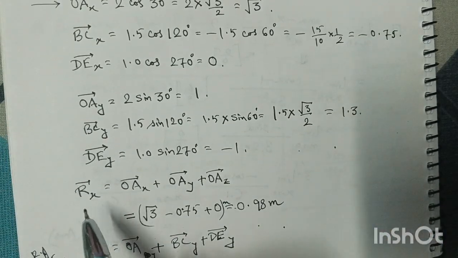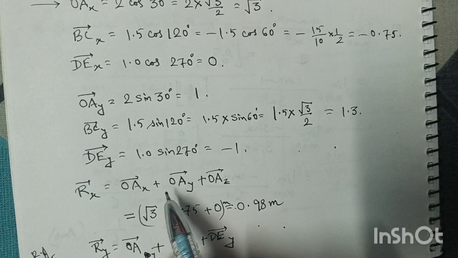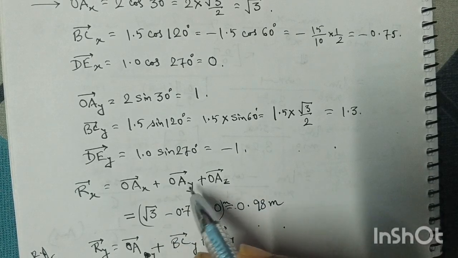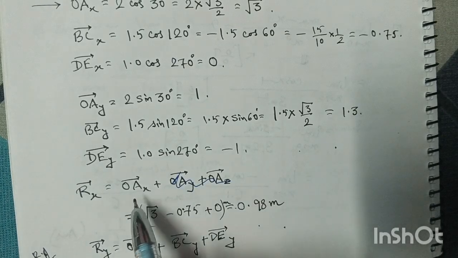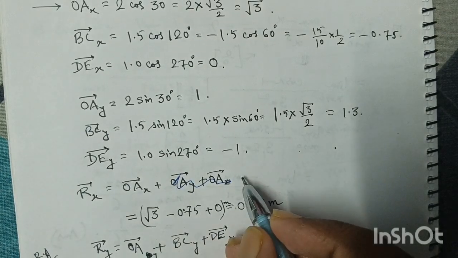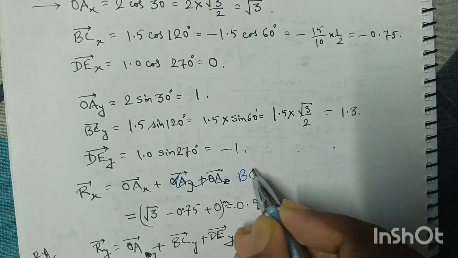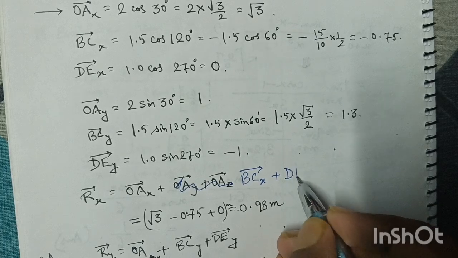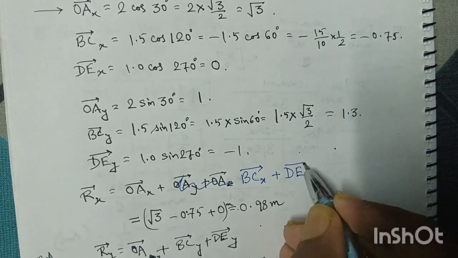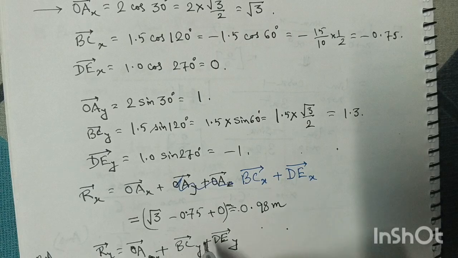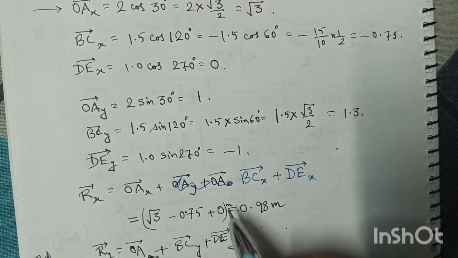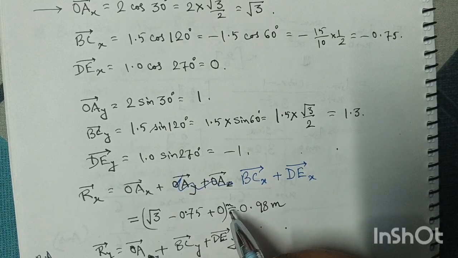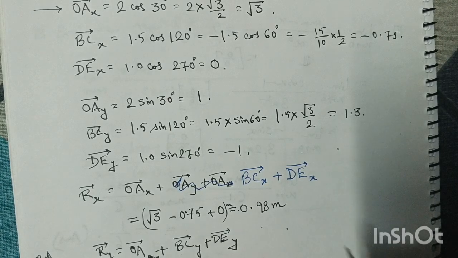Then the x component of R is equal to the x component of OA plus, sorry, it is written wrong. The x component of OA plus the x component of BC plus the x component of DE. So it becomes √3 minus 0.75 plus 0, and since its unit is meter, it is equal to 0.98 meter.